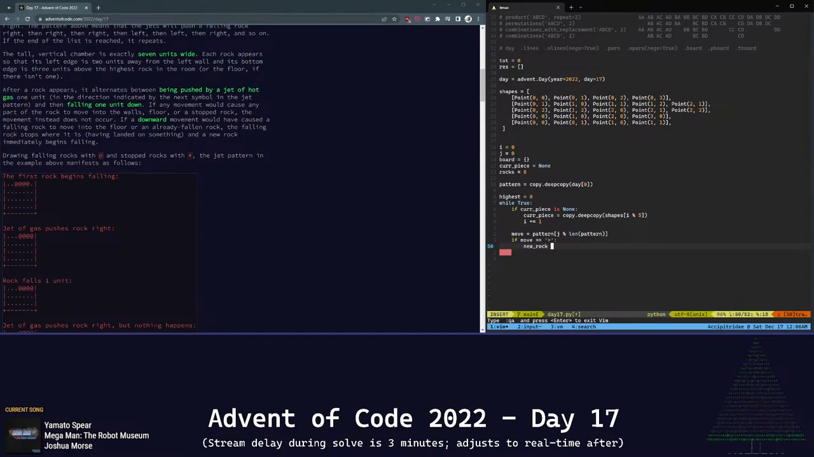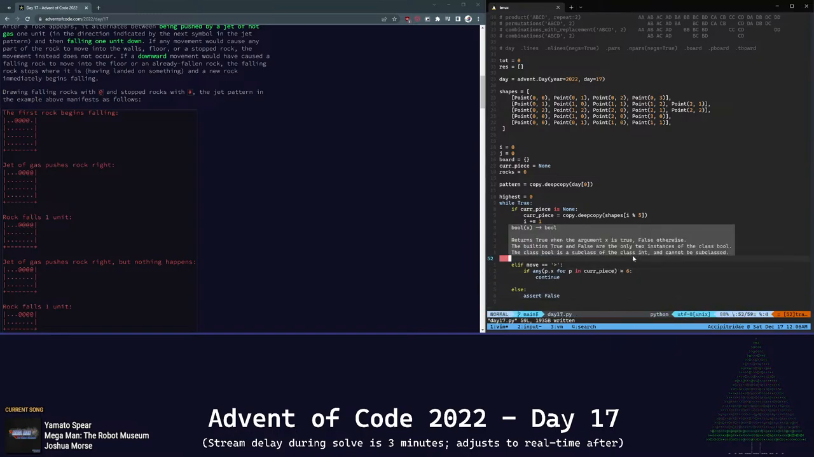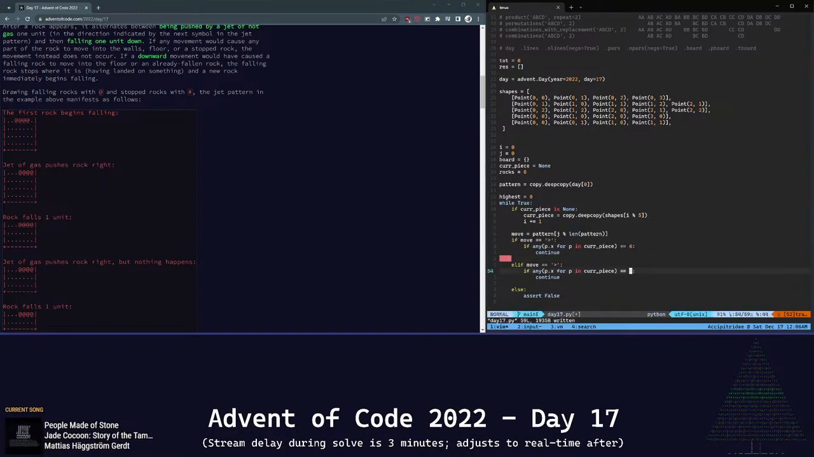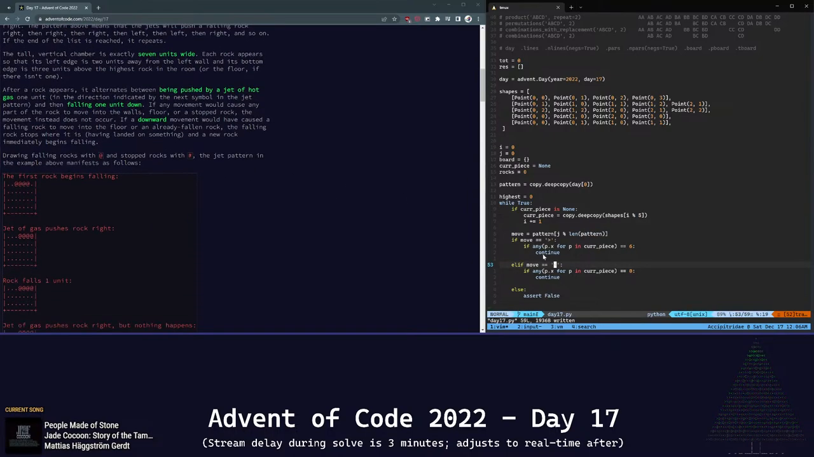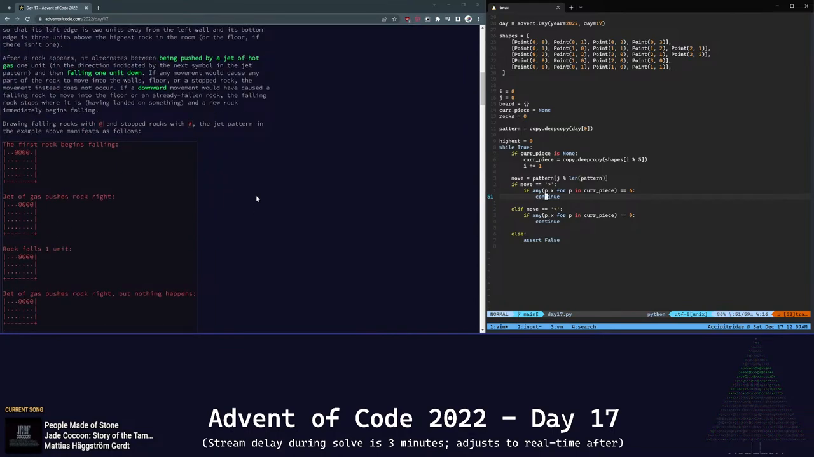It gets stopped, it doesn't move. Okay, so if any curve piece is equal to, I mean, it's 7 wide, 0, 1, 2. Don't shift if we're going this way. We try to move down, right? So we're gonna move and then fall.